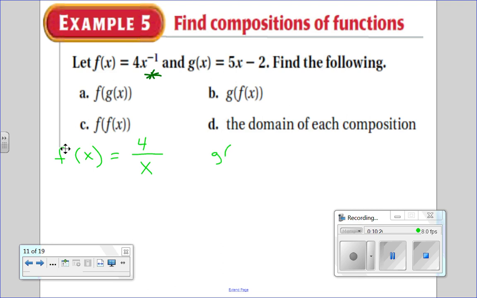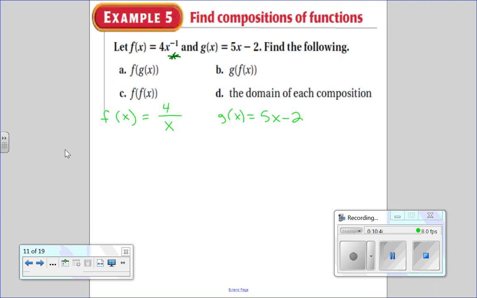And I've got my g of x here. I definitely wanted to do this problem because it has that concept of division in it. And you need to remember, we are not allowed to divide by 0. So no matter what, in our final domains on these problems, when we compose these functions, we don't want 0 to be included in our domain.